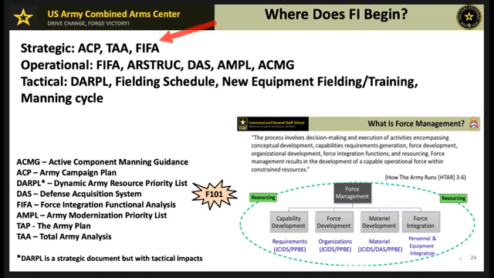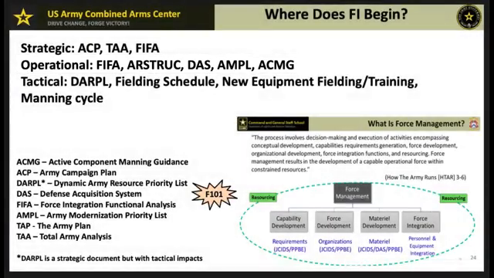At the strategic level, force integration begins with documents or processes like the Army Campaign Plan, Total Army Analysis, Force Integration Functional Analysis, as well as, I'm sure, the guidance of senior Army leaders. So these guide long-term goals and resource requirements.